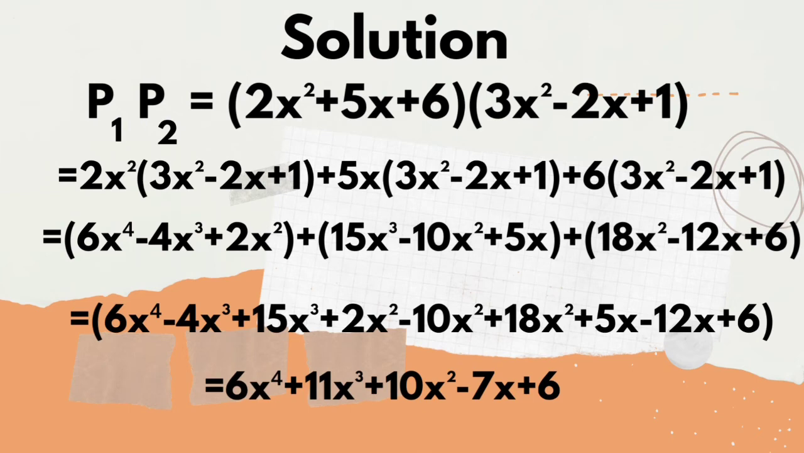Therefore, when all these terms are perfectly added and subtracted from each other, the final answer gives 6x raised power 4 plus 11x raised power 3 plus 10x raised power 2 minus 7x plus 6.